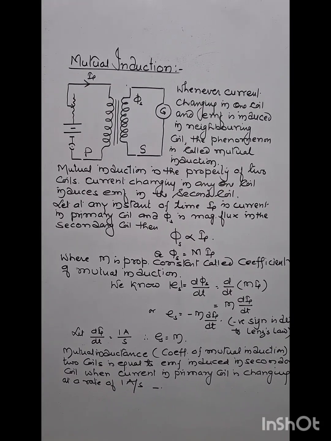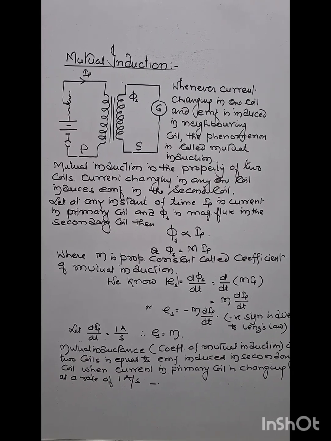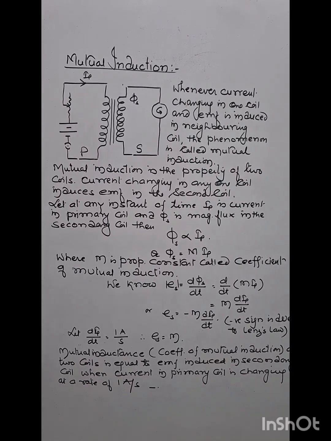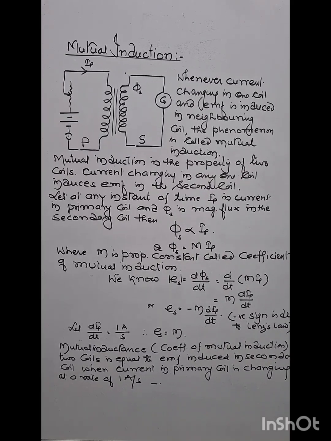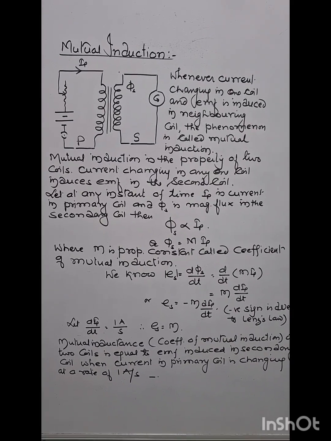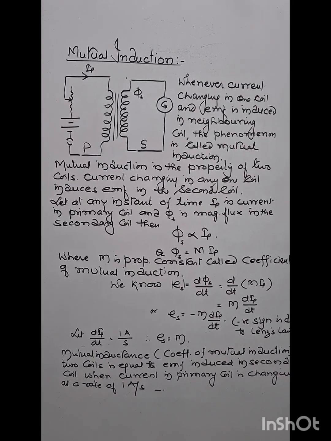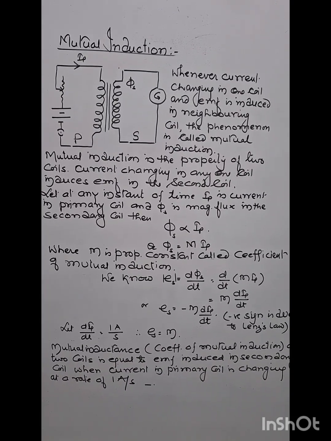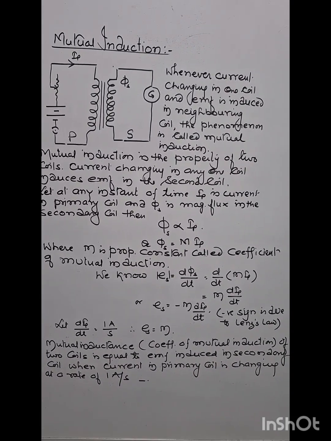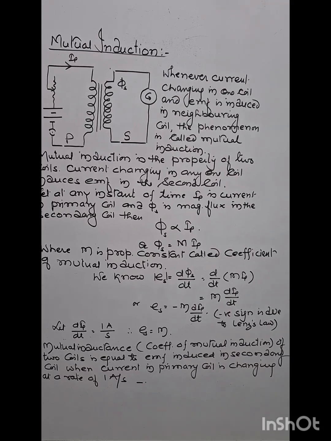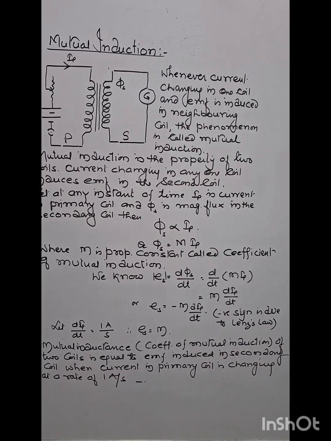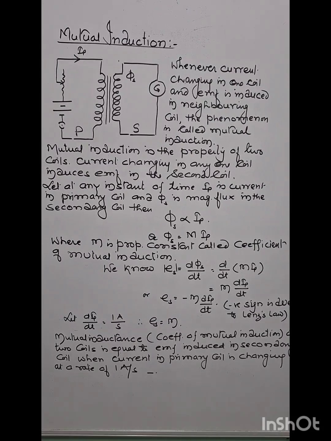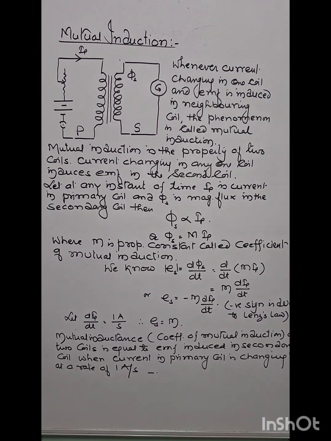Similarly, if two coils, primary and secondary coils, are kept close to each other and current flowing in one coil is changed, EMF is produced in the neighboring coil. The phenomenon is called mutual induction. To the point, we can say whenever current changing in one coil induces EMF in the neighboring coil, the phenomenon is called mutual induction.